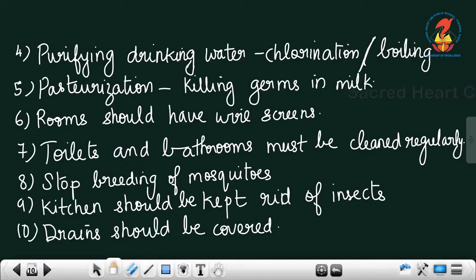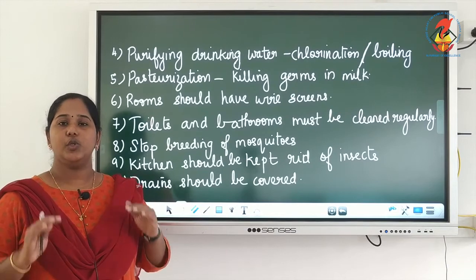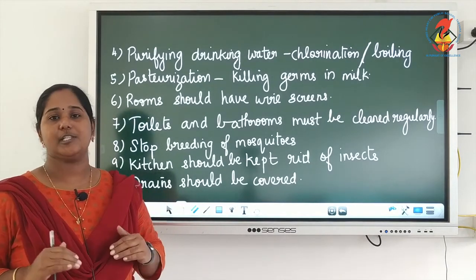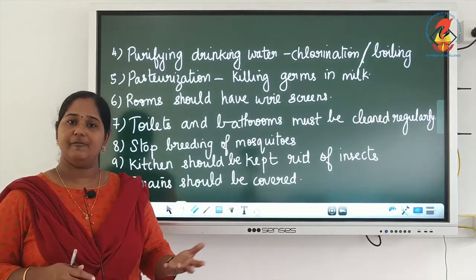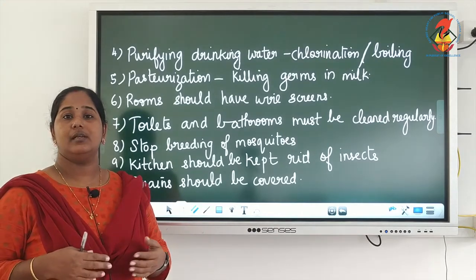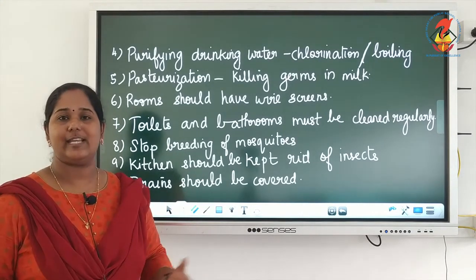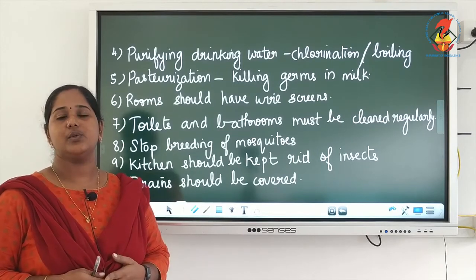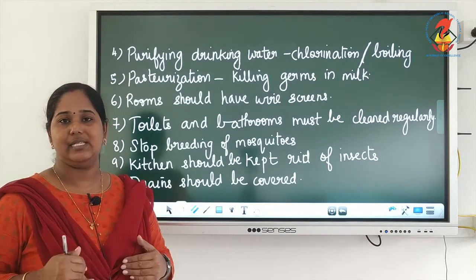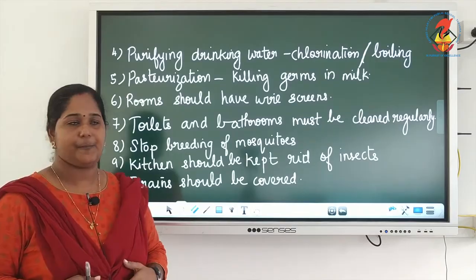Next one, stop breeding of mosquitoes. I told you once, breeding of mosquitoes always happens in stagnant water. So, don't allow water to remain stagnant so that we can prevent the spreading of mosquitoes. Same way, we can use mosquito repellent coils, then creams. Mosquito repellent creams are used, mosquito net is used, wire screens are used. All these help to prevent mosquitoes from biting us so that we can reduce the spreading of diseases.